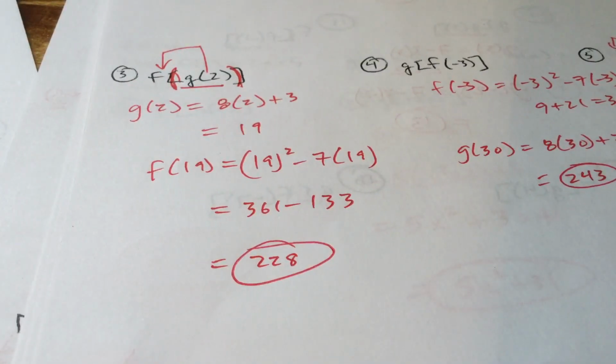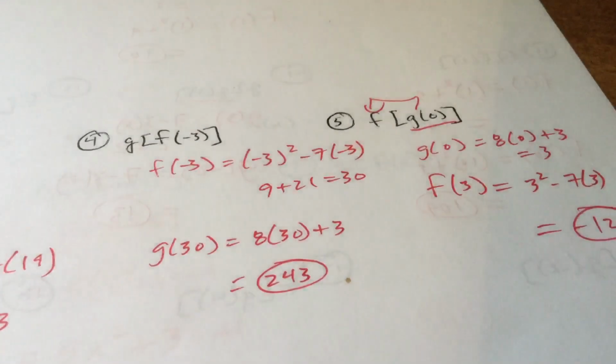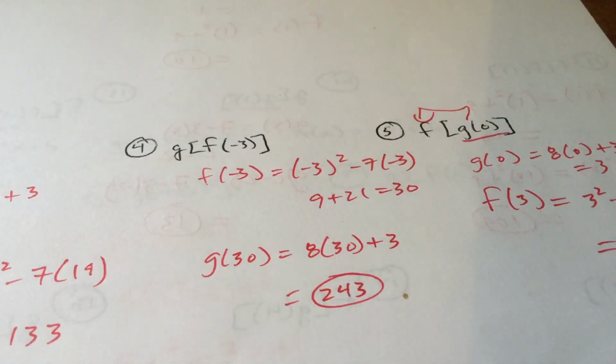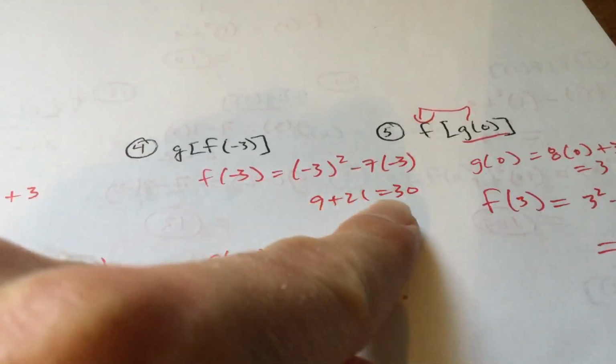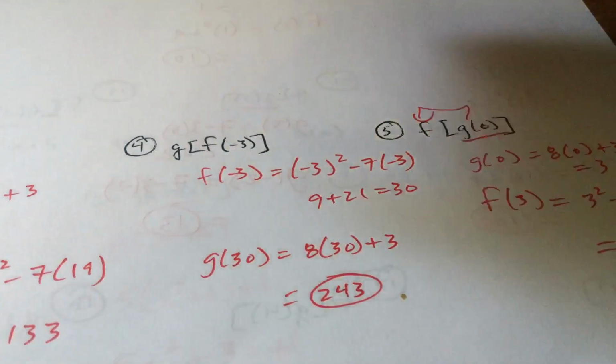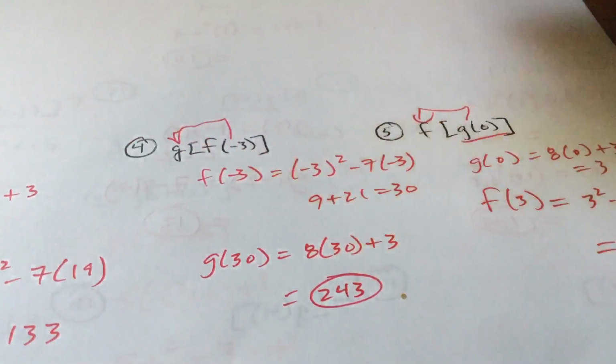All right, and that's what you get. Number 4, do f of -3, plug -3 in for x. That was x squared minus 3x, so plug -3 in, you get 30. And then take that 30 and plug it in for x in the g equation.